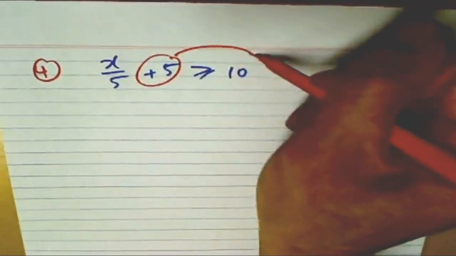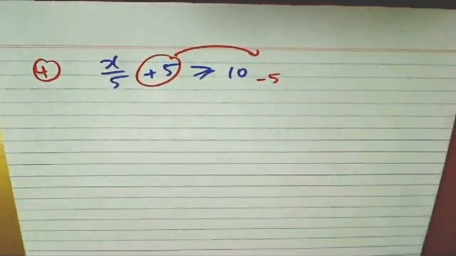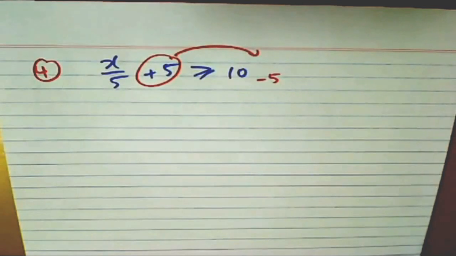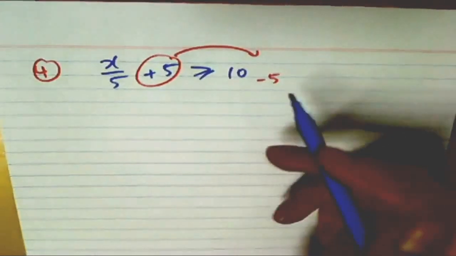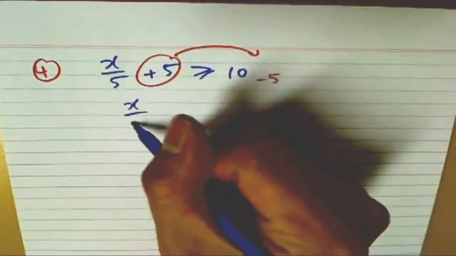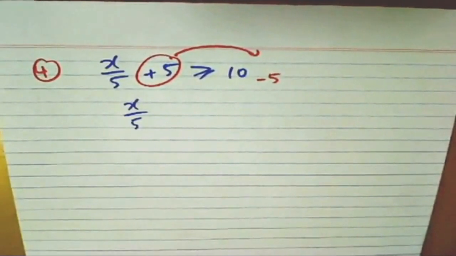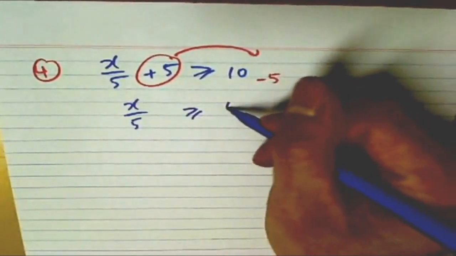Get the 5 over. What does it become? Ooh, careful. -5. Someone said divide. Be careful. Now you have to do the reverse operation. So if it's a plus 5, you've got to do a take away 5. Left side, we still have x over 5. Right side is now 5.